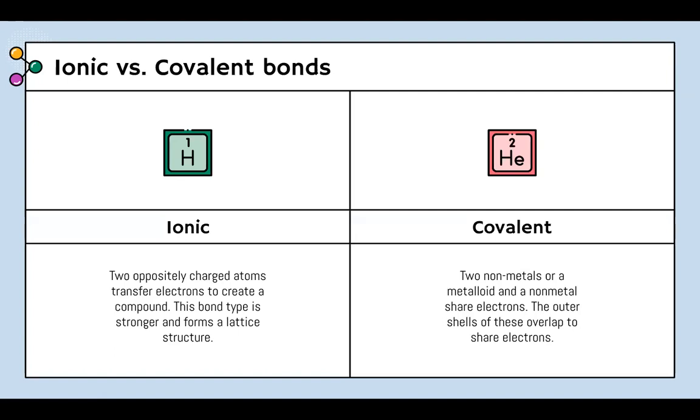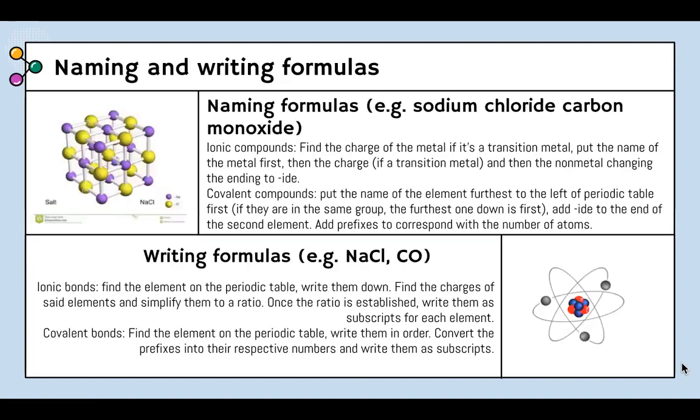With ionic bonds, two oppositely charged atoms transfer electrons to create a compound. This happens with metals or transition metals and nonmetals. This bond type is stronger and it forms a lattice structure. With covalent bonds, two nonmetals or a metalloid and a nonmetal share electrons. These outer shells overlap to share the valence electrons. And this is how you name and write the formulas for each.